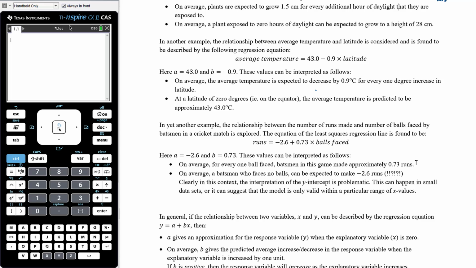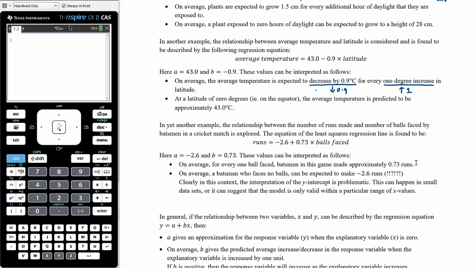So here our A value, our y-intercept, is 43, and our B value, our gradient, is negative 0.9. These values could be interpreted as follows. On average, the temperature is expected to decrease by 0.9 degrees Celsius for every 1 degree increase in latitude. So how does the response variable change compared to the explanatory variable? The response variable decreases by 0.9 every time the explanatory variable increases by 1. That's what our gradient is telling us. Negative gradient means the response is going down as the explanatory goes up, and it's going down by 0.9 for every 1 change in the explanatory variable.